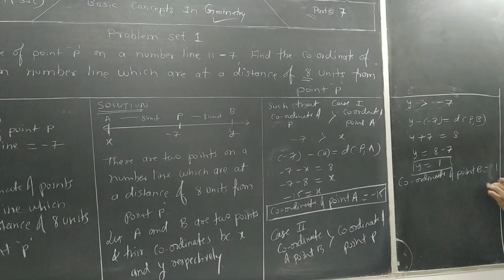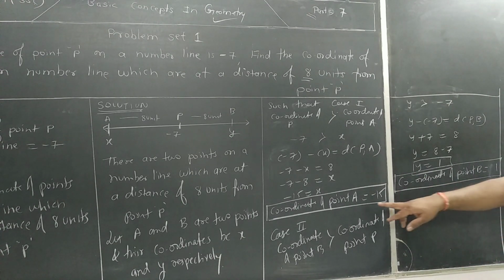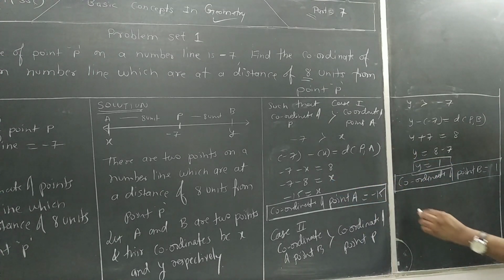So coordinate of point B is equal to 1. Sorry, I made a mistake. Okay, coordinate of point B is 1. So coordinate of point A is how much? Minus 15. Coordinate of point B is what? 1. But they haven't asked you point A and B. So what do you want to write? Therefore, what to write in the last?